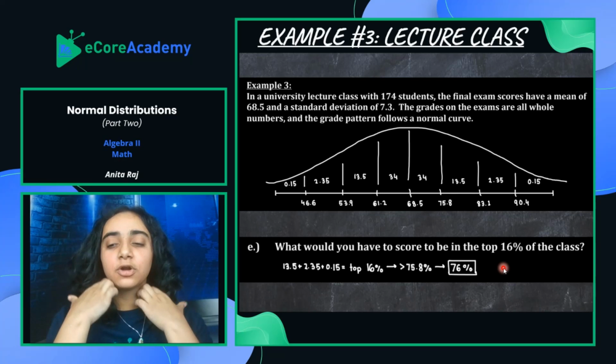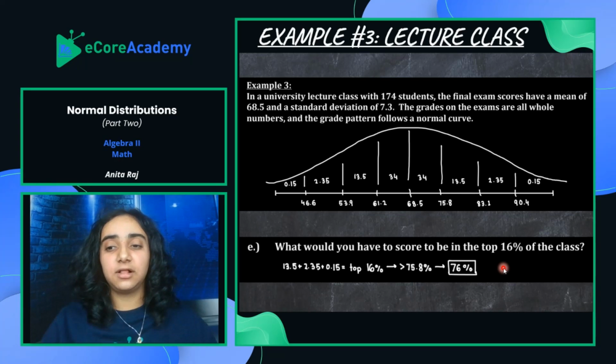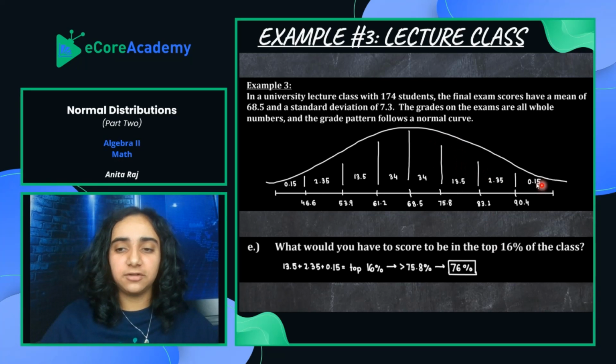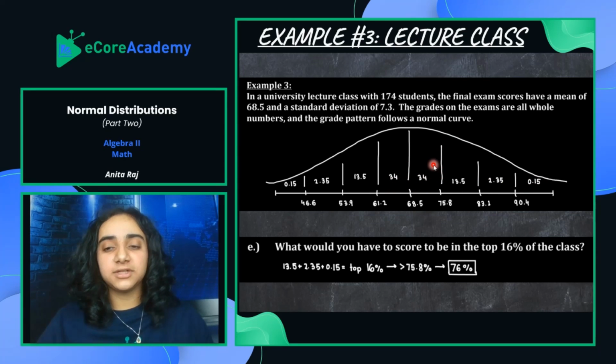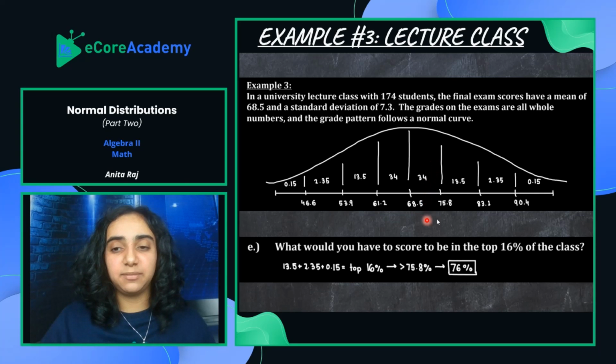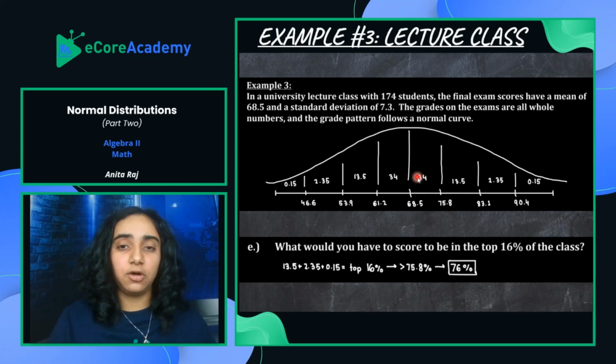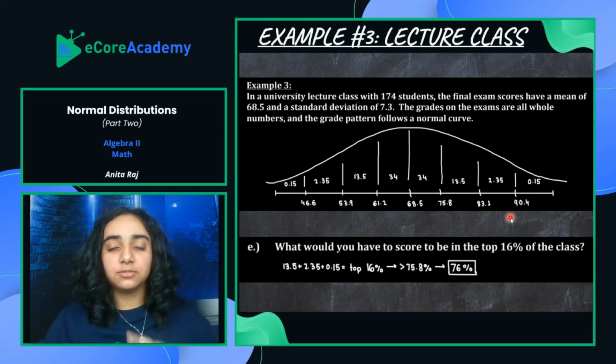What would you have to score to be in the top 16% of the class? Well, let's just understand first what these data values represent. These data values represent what percent of the class falls in a given range. For example, if I looked at the range 68.5 to 75.8, we know that 34% of the kids fall in this range. However, now it's almost like we're reversing the question. We're given the percent, we're told 16%, but we're trying to find what range are we talking about.